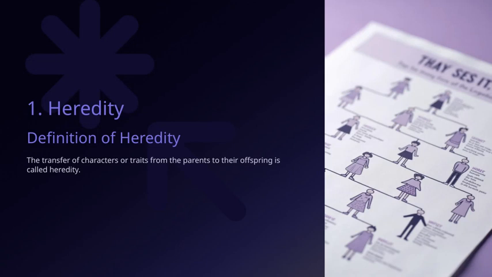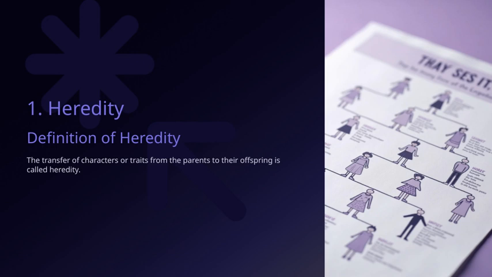Today, we're going to talk about a fundamental concept in biology, heredity. Heredity is the process by which characters or traits are transferred from parents to their offspring. Essentially, it's how certain features, like eye color or height, are passed down through generations. When we say characters or traits, we're referring to the observable features or characteristics that make each organism unique. This transfer of traits is what connects parents and their children at a biological level.